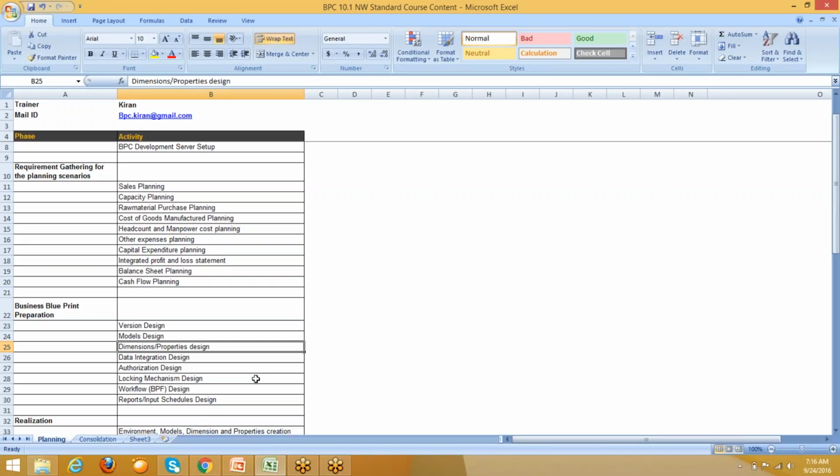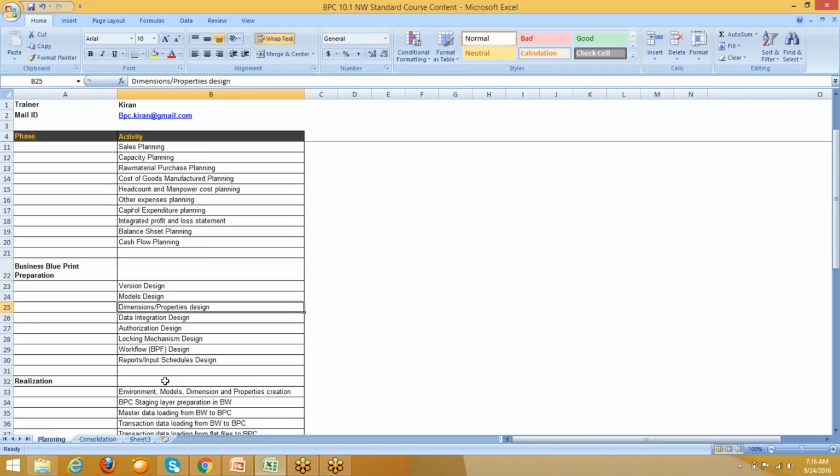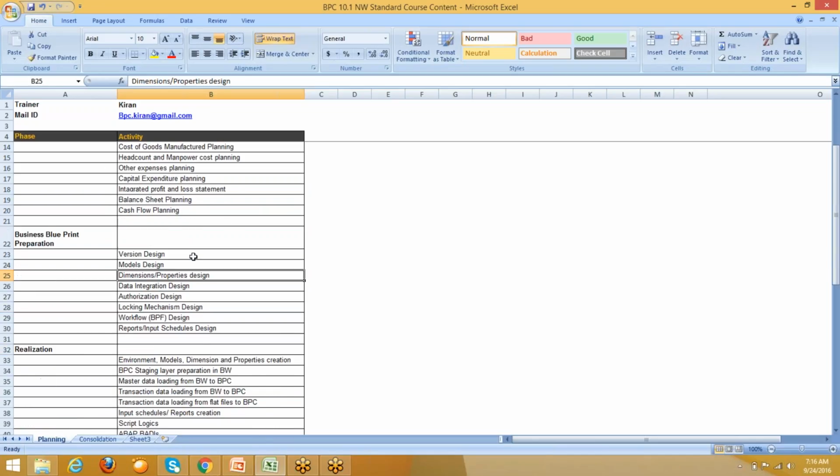When you are talking about capital expenditure planning, whether projects are created in BPC, which dimension is required for the projects? If we are talking about other expenses, then you need cost center, cost elements. So you have to design your solution based on the requirements taken from the customer.